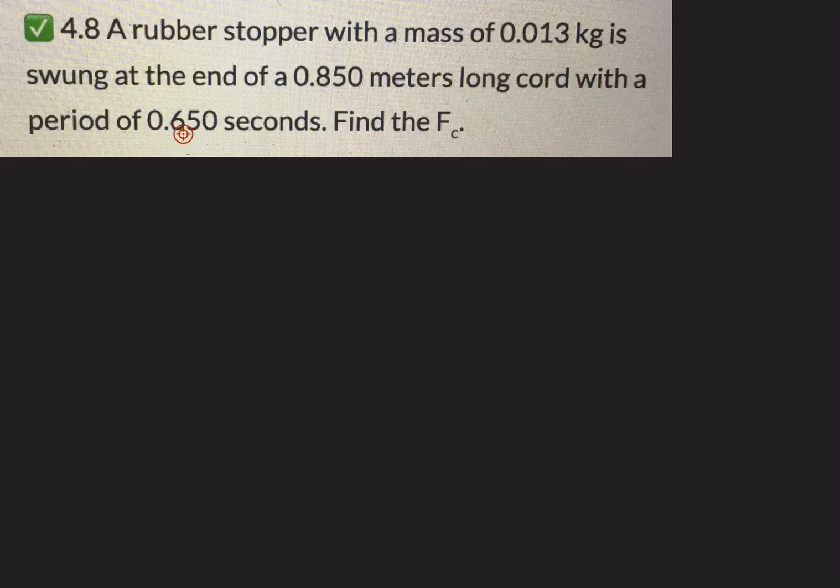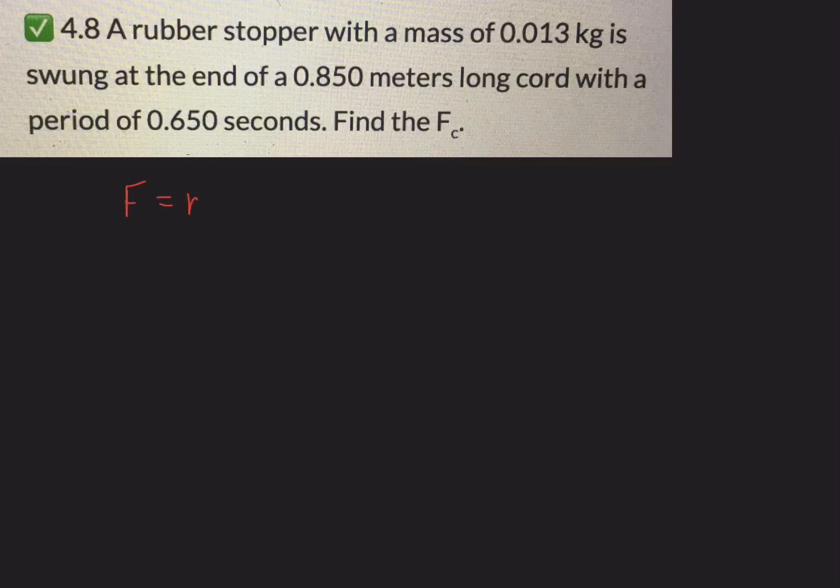With a period of 0.650 seconds, that means this is how much time it takes for the rubber stopper to go around the circle one time. That's not the velocity, that's just the time it takes to go around one time. If you wanted the velocity, you'd have to take the circumference of the circle divided by this time. To find the centripetal force, we're going to start with our centripetal force equation.